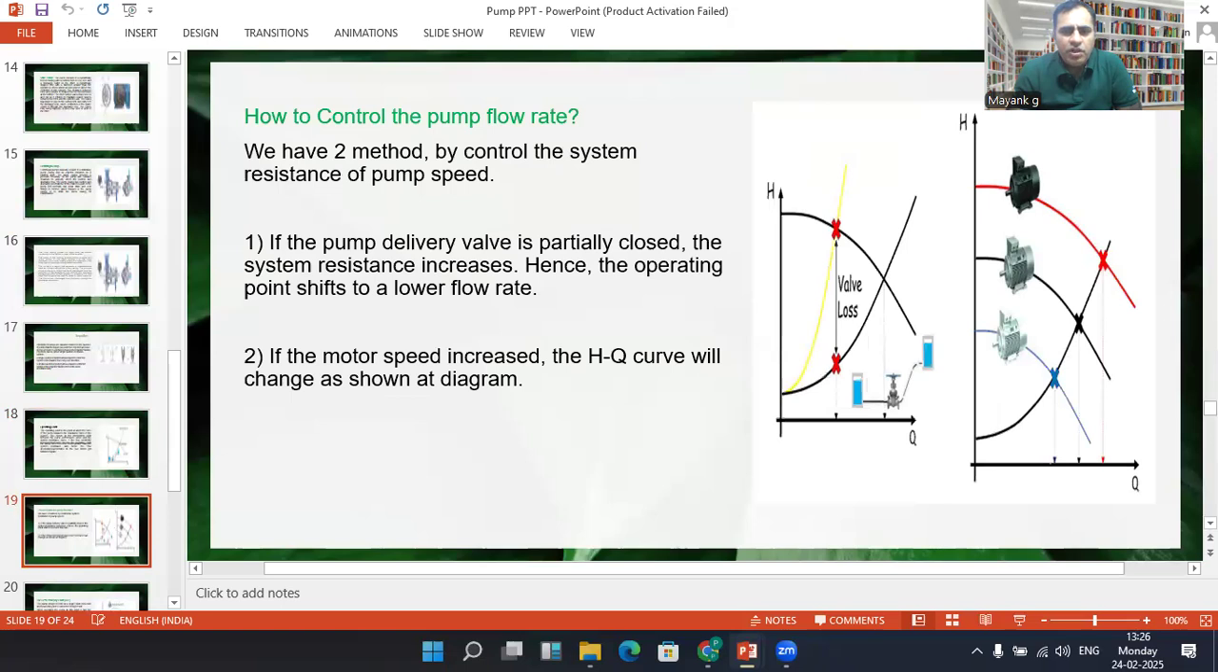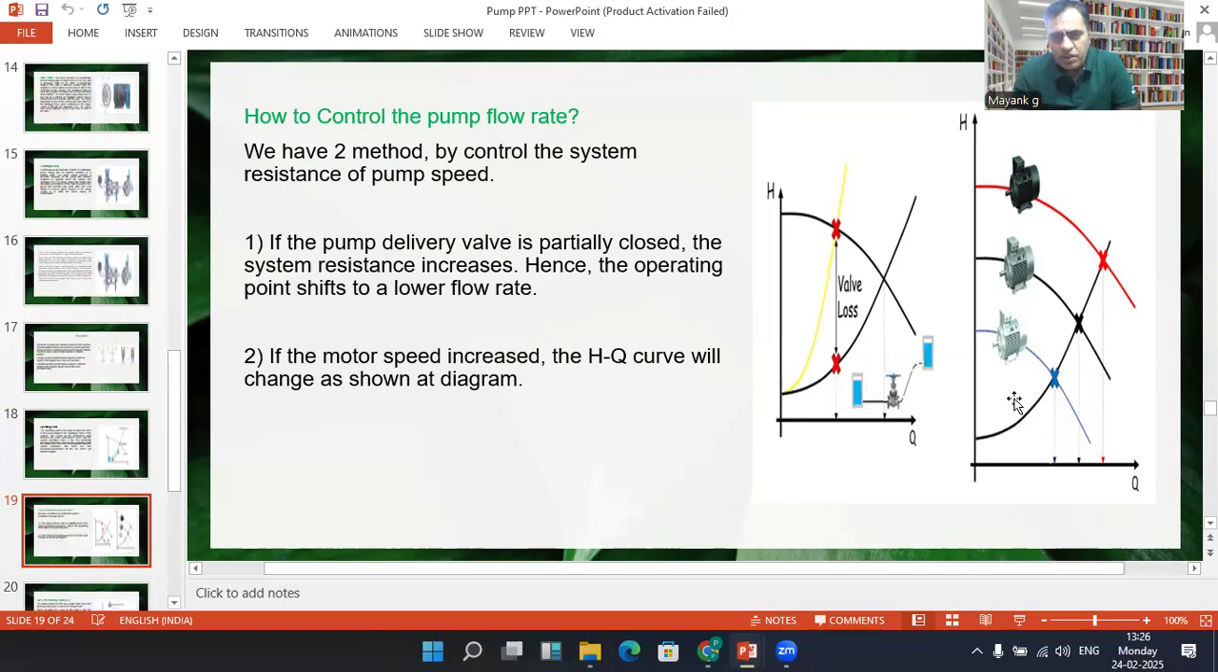So how to control the pump flow rate? Basically, there are two methods to control the pump flow rate. If the pump delivery valve is partially closed, the system resistance increases, hence the operating point shifts to a lower flow rate. And second, if the motor speed is increased, the HQ curve will change as shown in the diagram.